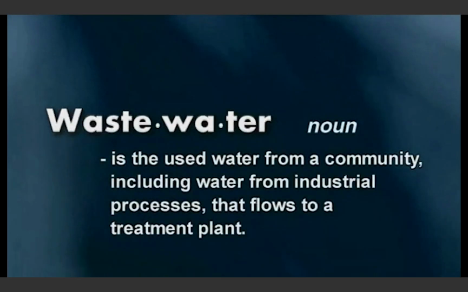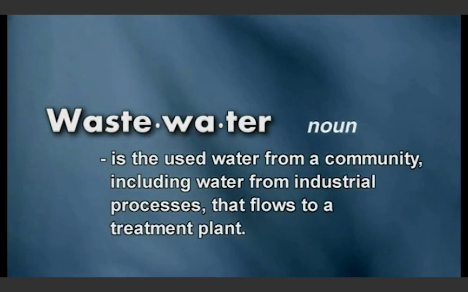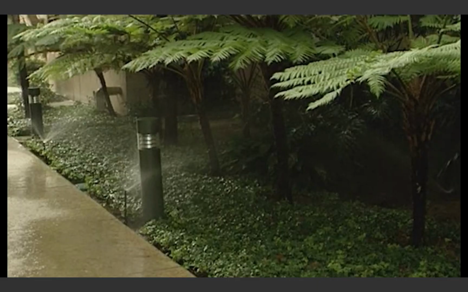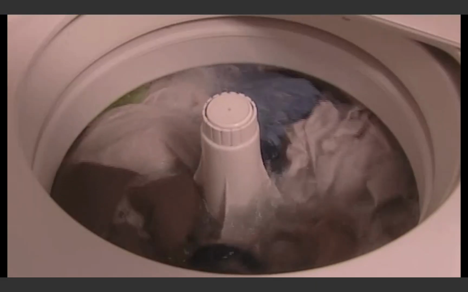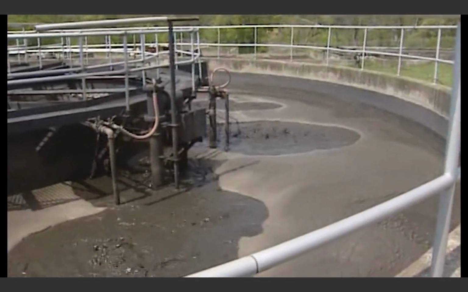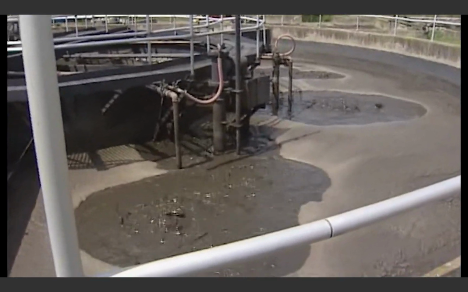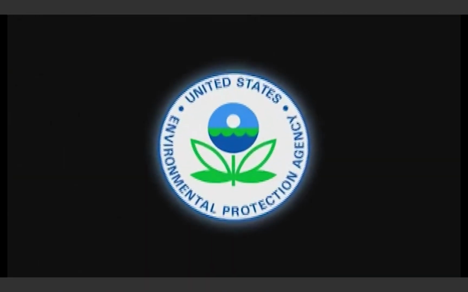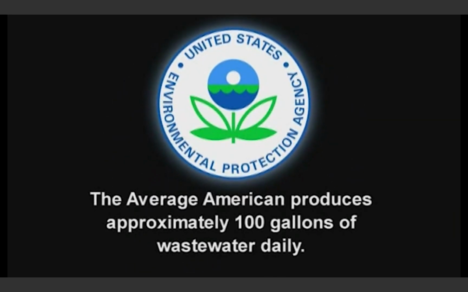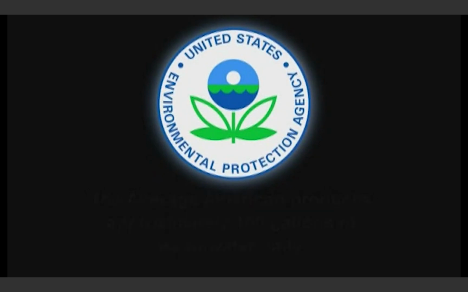Wastewater is the used water from a community, including water from industrial processes that flows to a treatment plant. Most people refer to this as sanitary sewage, but wastewater can also come from nature. Stormwater, surface water, and groundwater infiltration may also contribute to the water that enters a wastewater treatment plant. According to the U.S. Environmental Protection Agency, the average American produces approximately 100 gallons of wastewater daily.